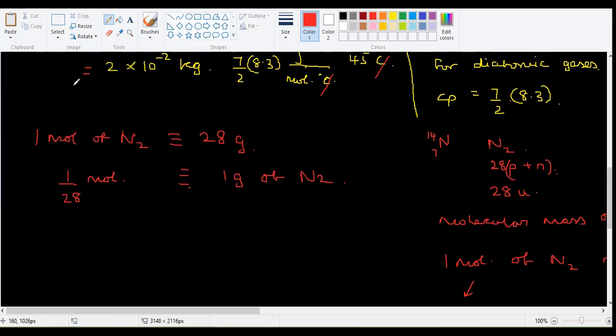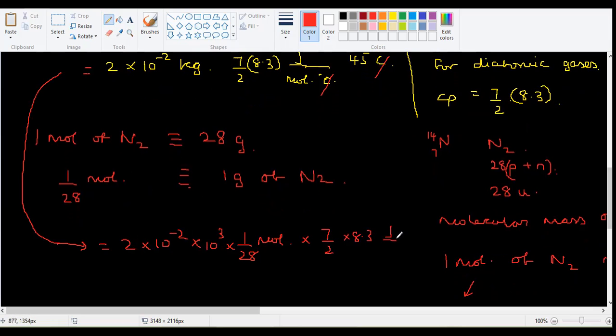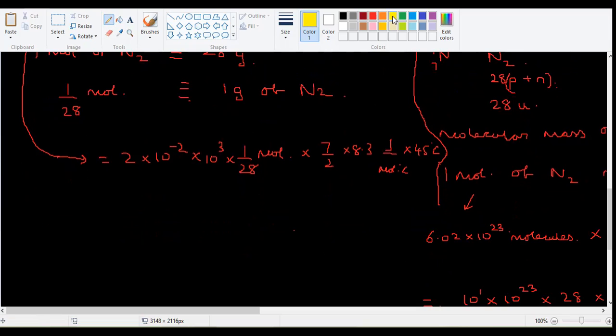Why would I do that? Because I'm going to rewrite this equation from here to here. So 2 into 10 power minus 2. Kilo is 10 power 3. 1 gram is equivalent to 1/28 mole of nitrogen. 7/2 into 8.3 joule per mole per degree Celsius into 45 degrees Celsius. So do the math and you will get the answer. Okay. Why? Because now I can cancel the mole with mole, Celsius with Celsius. So what is remaining is only joule. So multiplication, your department. I think you should be getting something close to 900 joules.